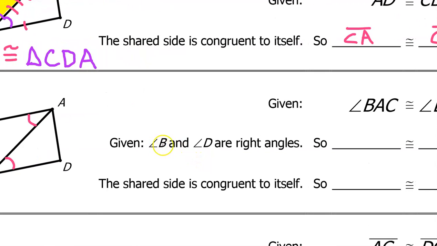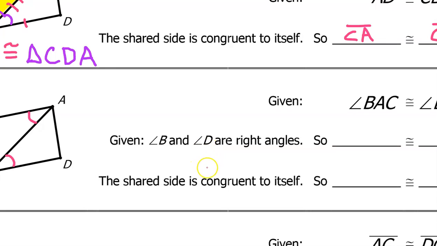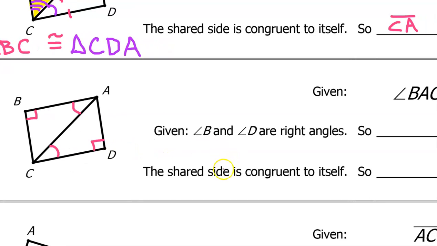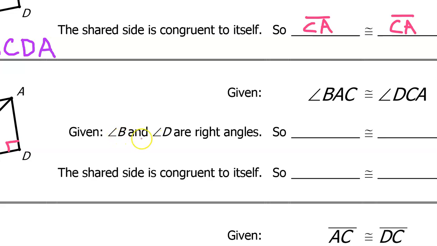We are also given that angle B and angle D are right angles. So angle B and angle D are right angles. So that automatically means that angle B and angle D are congruent. So we will just say angle B is congruent to angle D.